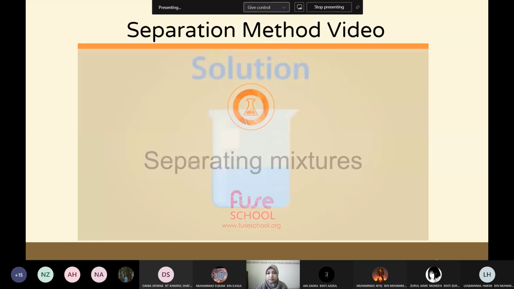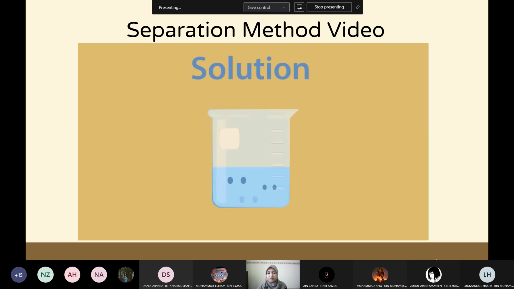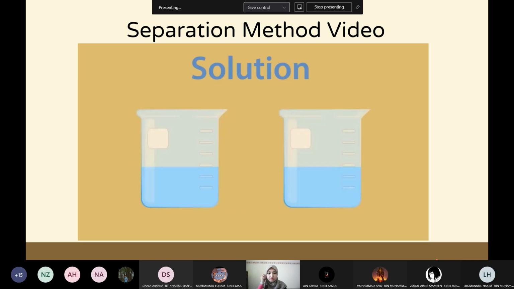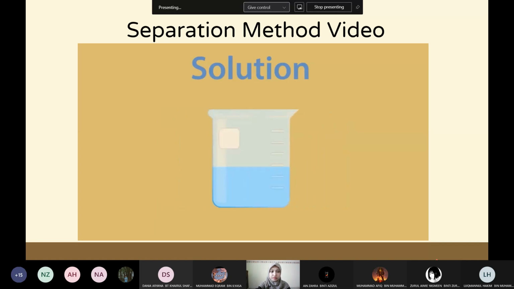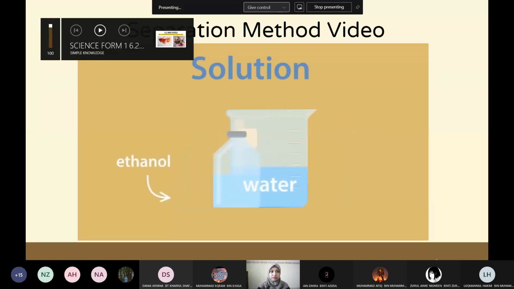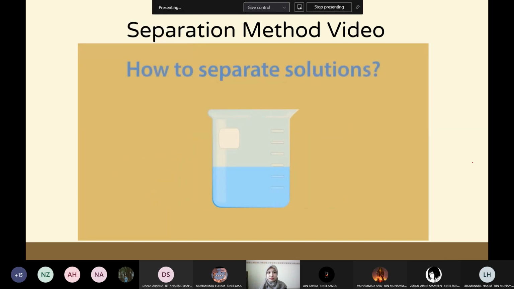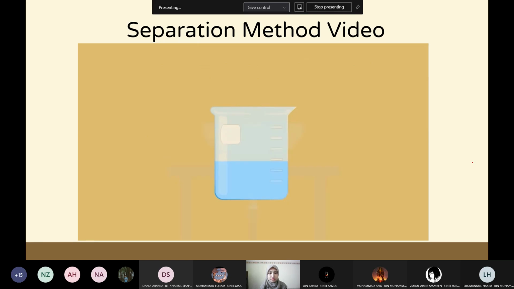A solution is a mixture of 2 or more substances in the same phase. This is formed when a solute dissolves in a solvent. A solution can also be formed when 2 or more miscible liquids are mixed together. When ethanol and water are mixed together, a solution is formed. Now, how would we separate these solutions? To separate dissolved salt from water, we would simply evaporate as much water as possible, leaving behind white salt crystals. The separation technique is known as evaporation.